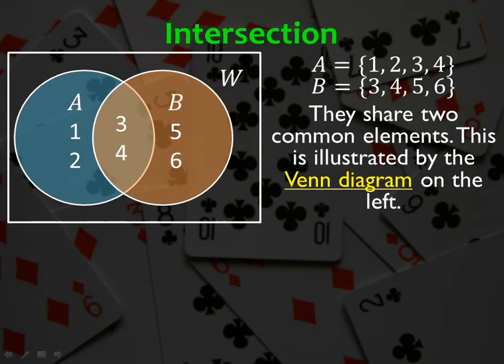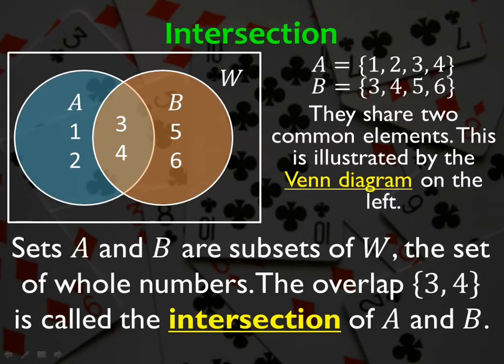The intersection is the common elements between two different sets. So you can see sets A and B. They have two common elements. 3 and 4 are in both set A and set B. Since sets A and B are subsets of W, W is the set of whole numbers. That's the numbers 0, 1, 2, 3, and so on. The overlap, here the set 3, 4, is called the intersection of A and B. You can see in the diagram how the two circles intersect. And they intersect with the contents 3 and 4 because 3 and 4 are in both sets.